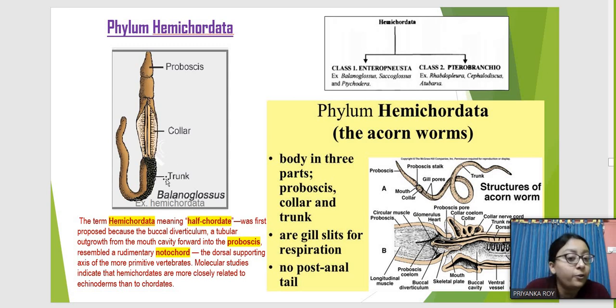There are gill slits for respiration, but there is no post-anal tail, and also there is a rudimentary notochord, which means it is almost on the verge of getting deleted. But the presence of this rudimentary notochord has given it its name as half chordate or hemichordate.